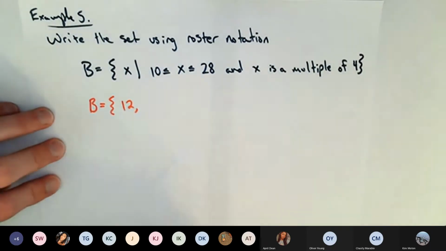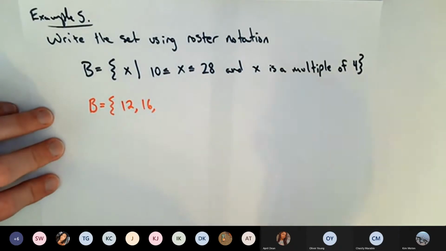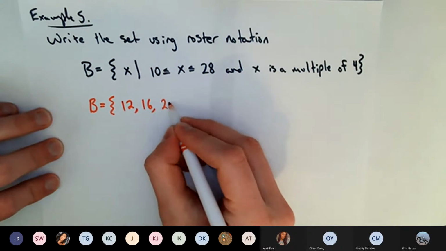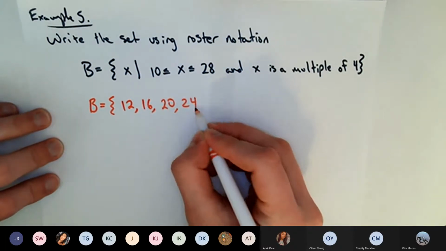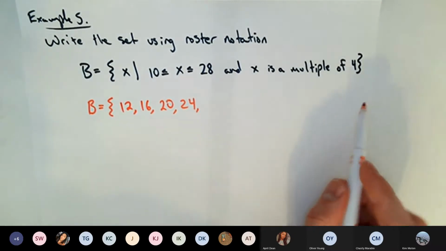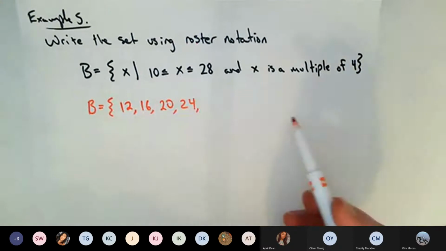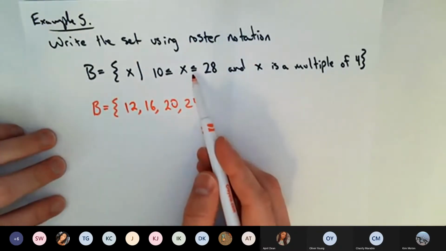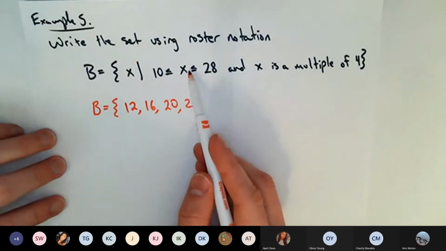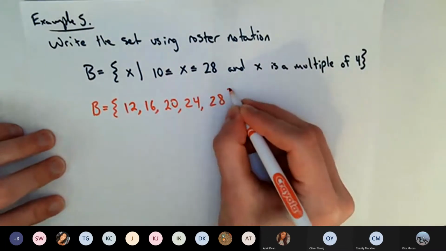It's going to be 12. The next one will be 16. So now I'm just going to start thinking of multiples of 4, and I'm going to be careful not to go beyond this 28. So 16, 20, 24, and then is 28 in the set? 28 is a multiple of 4, but according to the inequality, is 28 in the set? And the answer is yes, because of the less than or equal to part, right? It says X is less than or equal to 28, so 28 is included here.